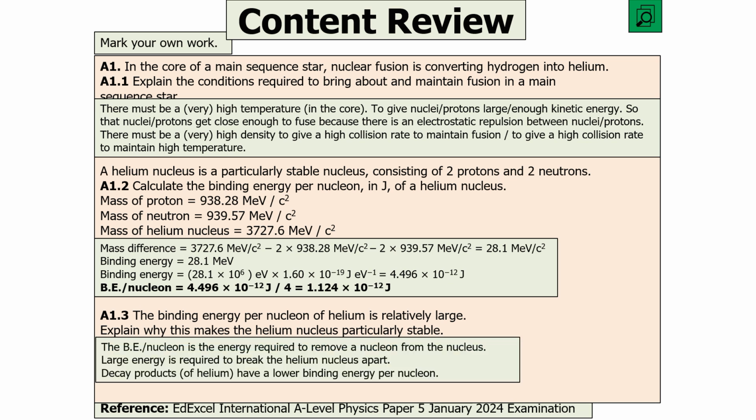Now, the binding energy per nucleon is the energy needed to remove one nucleon from the nucleus. So if you've got a large binding energy per nucleon, you need a lot of energy to remove one nucleon from the nucleus, so therefore it will be stable, and its decay products will have a lower binding energy per nucleon, because these decay products will be less stable.